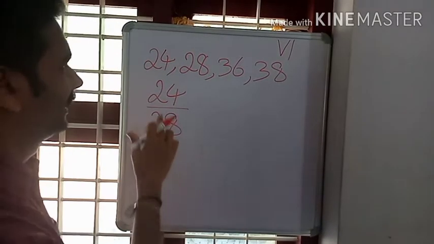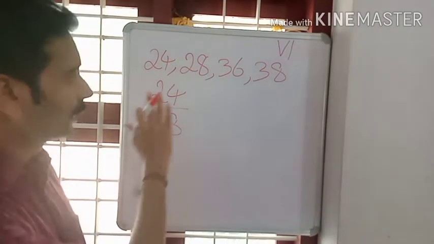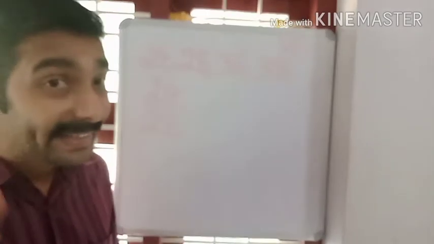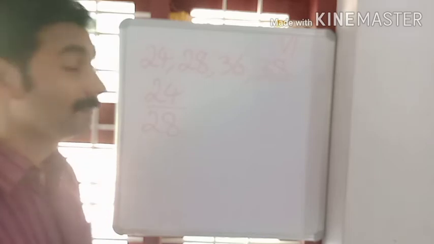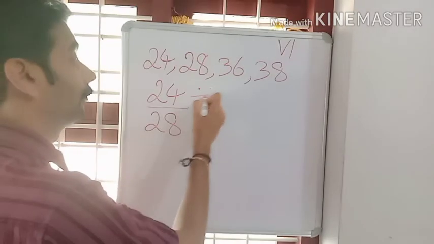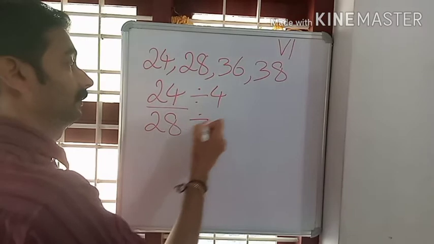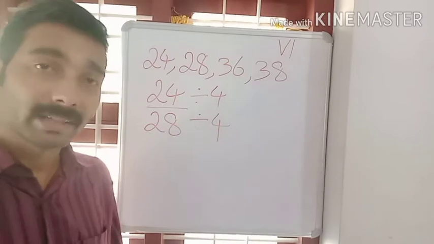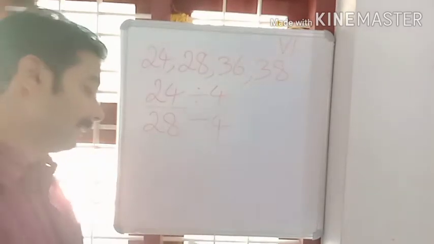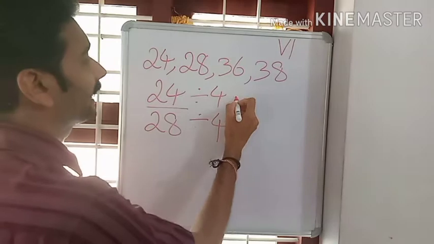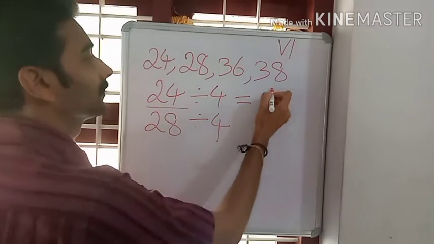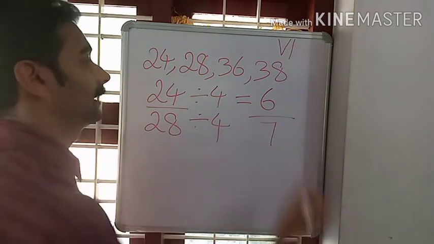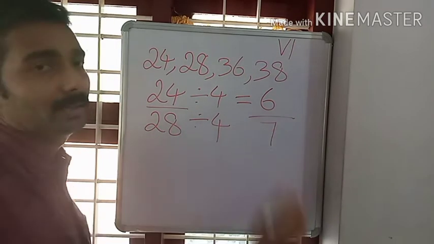In this fraction or ratio, 24 and 28 are divisible by 4. It is your choice to convert it into the lowest terms. 24 divided by 4 is 6, and 28 divided by 4 is 7. So it is 6 upon 7.